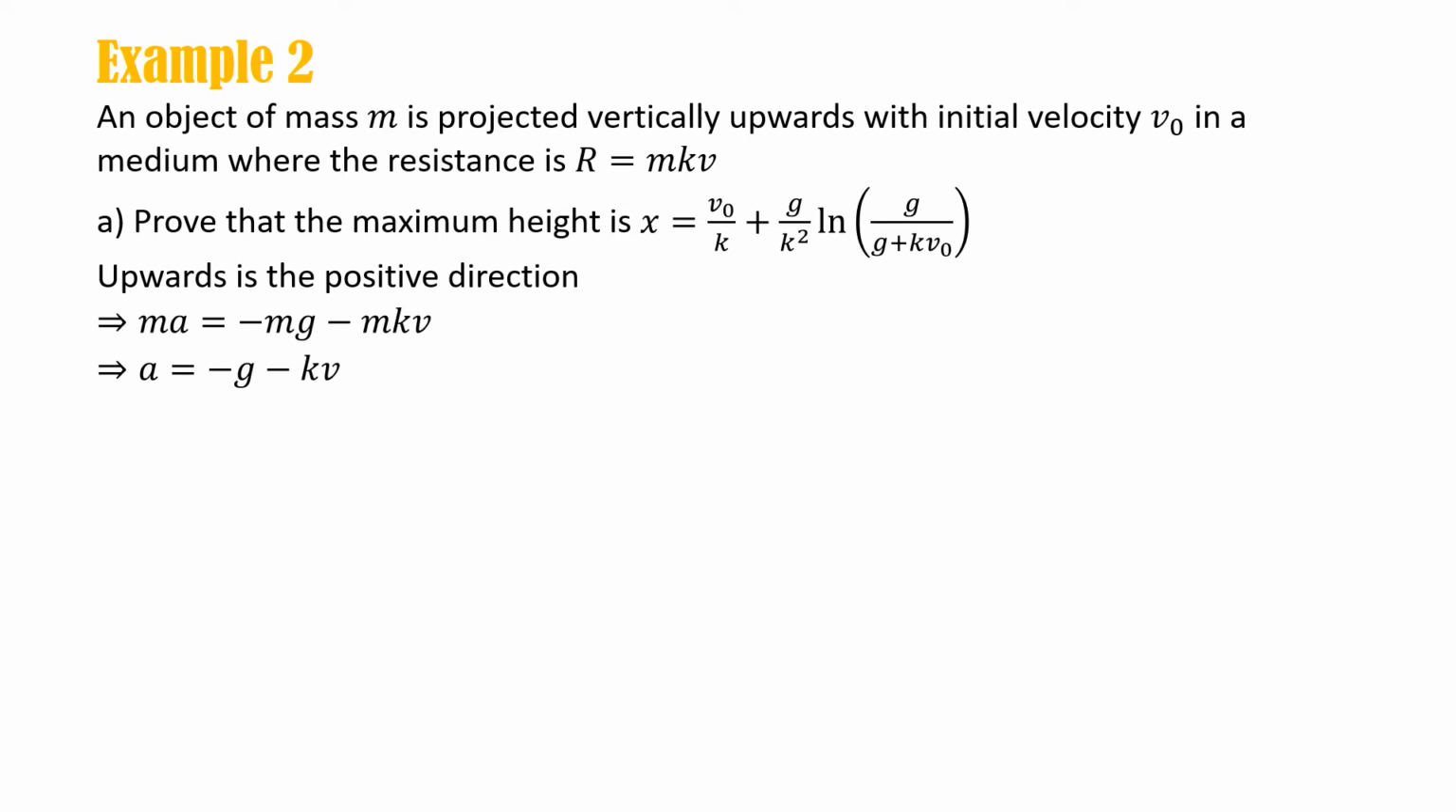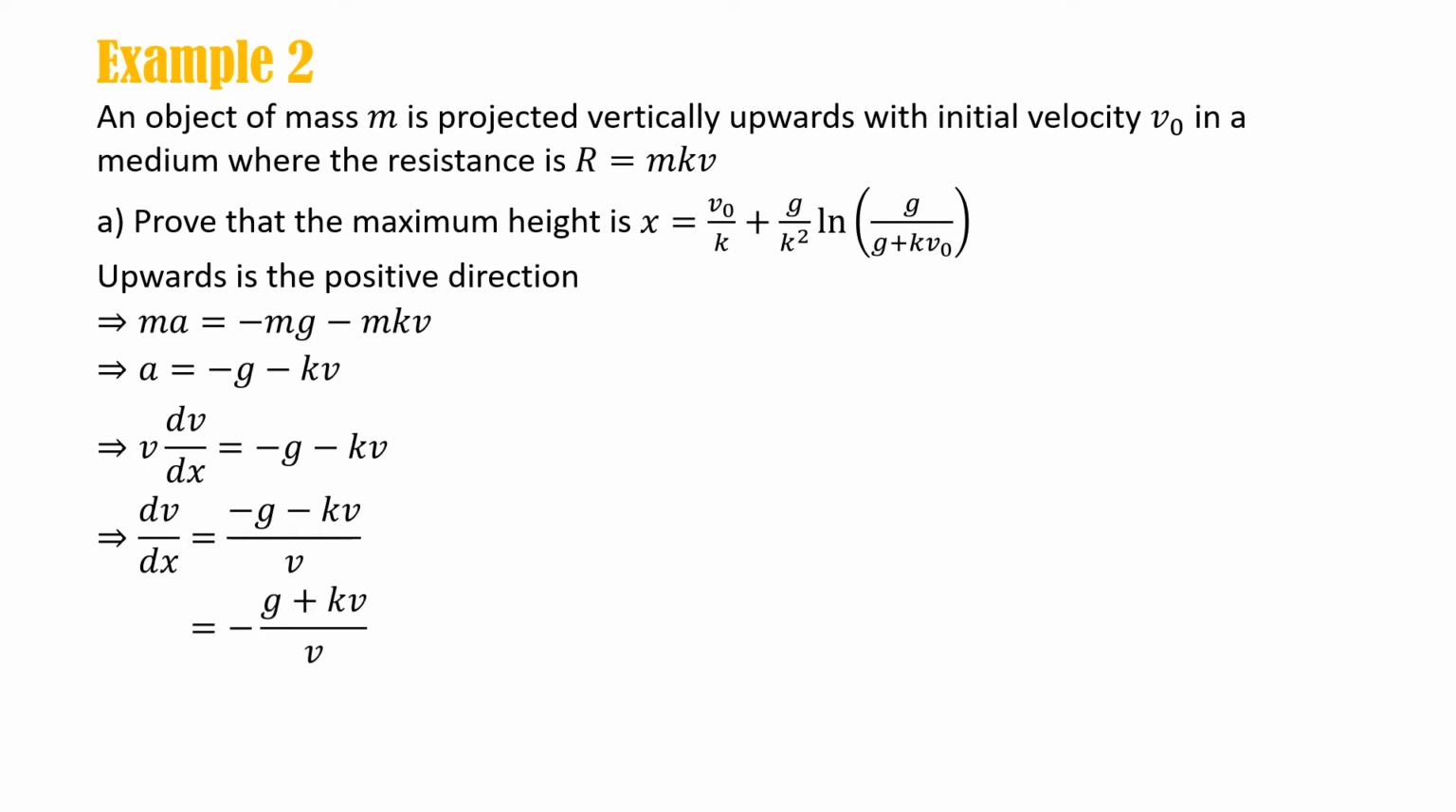Now, we don't want acceleration, we want to get it in terms of x, so we're going to have to write a as dv/dx, but remember that a does not equal dv/dx, it is actually equal to v times dv/dx. So v times dv/dx is equal to negative g minus kv. Now, I want to get rid of that v on the left, so we'll divide both sides by v. So now we've got dv/dx is equal to negative g minus kv over v. Now, I don't like the negative on our numerator, so let's factor that out, and we're going to get negative g plus kv over v. So that's dv/dx, but our goal is to get to x, so we're going to have to flip both of those fractions. So we've got dx/dv is equal to negative v over g plus kv.